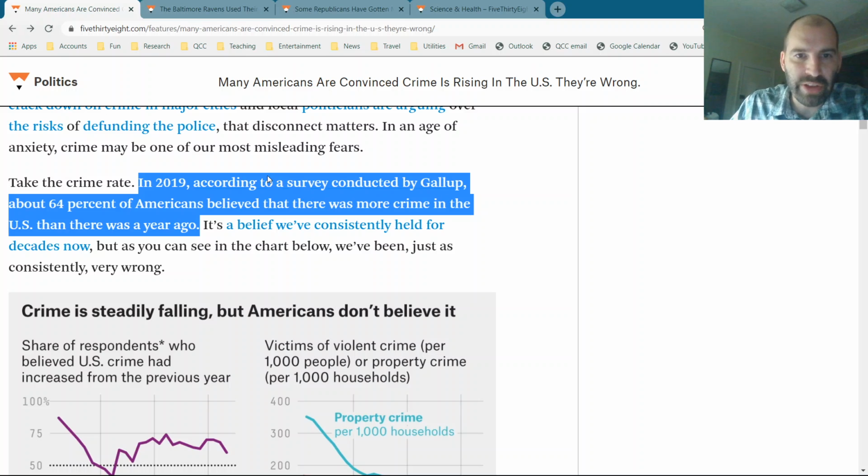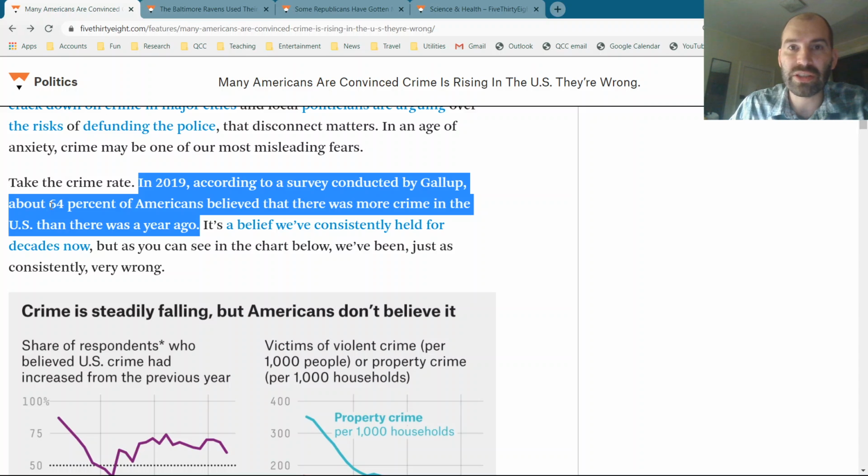Okay, well, they surveyed some people. It doesn't say exactly how many they surveyed, but we know that they surveyed some fixed amount of people. So the sample is the people that were surveyed by this Gallup polling company. Based on that survey, they found that among those people surveyed, 64% believe there was more crime in the U.S. than there was a year ago. So this 64% came from a sample, and therefore it's a statistic.